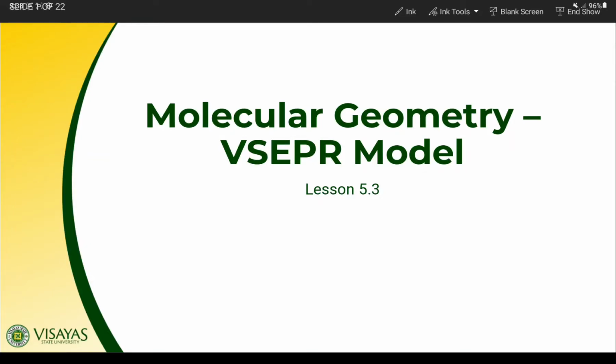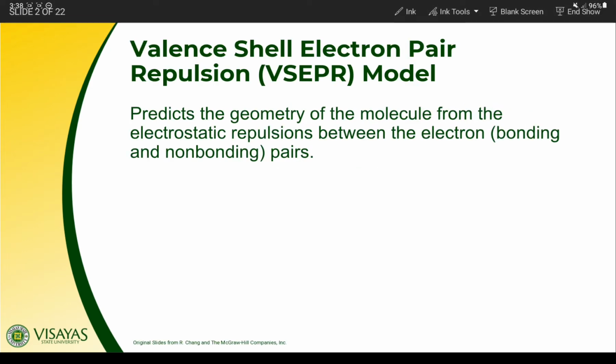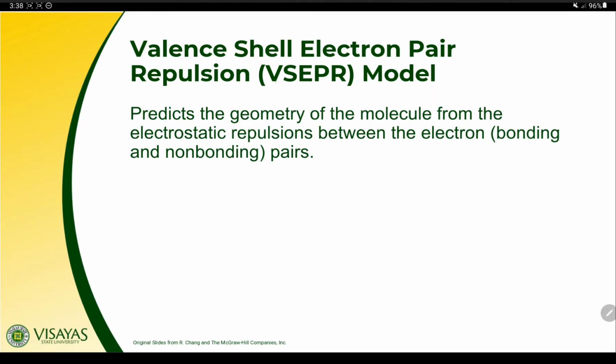Good day, students. The third lesson in Module 5 is about molecular geometry based on the VSEPR model. So what is VSEPR? This stands for valence shell electron pair repulsion model. This predicts the geometry of the molecule from the electrostatic repulsions between the electron pairs.